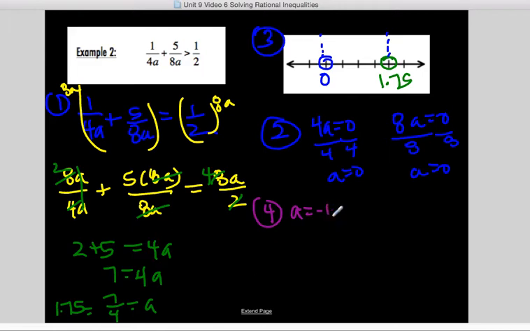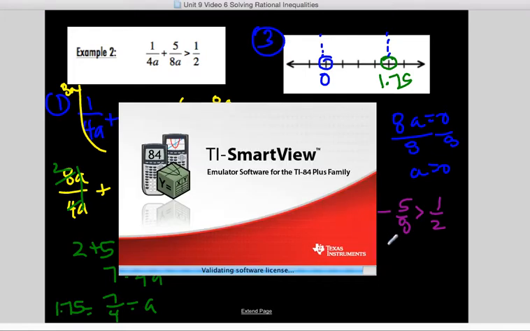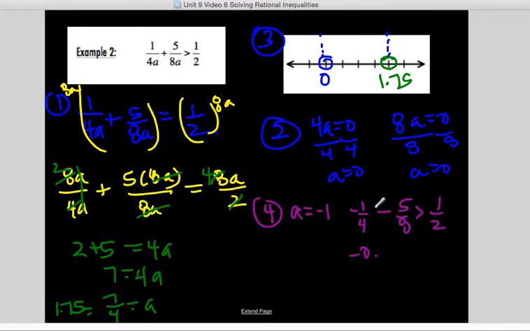So a equals -1. Okay, if I plug it in, I'd have -1/4 minus 5 over 8. Is that greater than 1/2? You could type this into your calculator. You could also see a negative minus a positive is going to be a negative number. And is a negative number greater than 1/2? No. If you type it in, you get -0.875. Is that greater than 1/2? No. So this is not a solution.